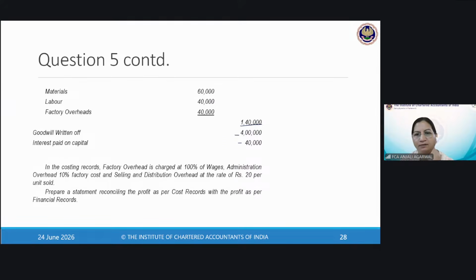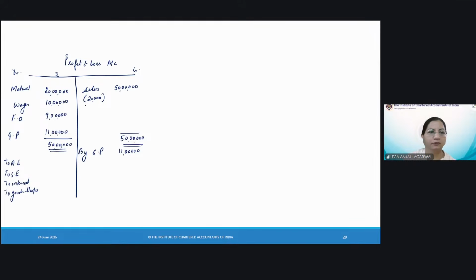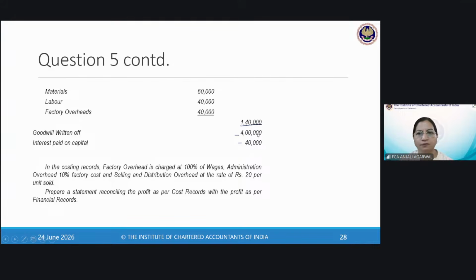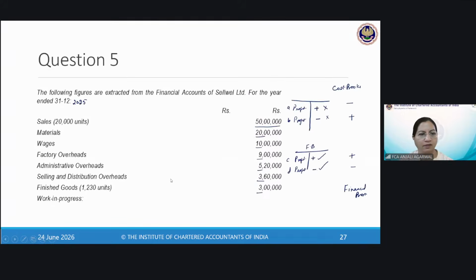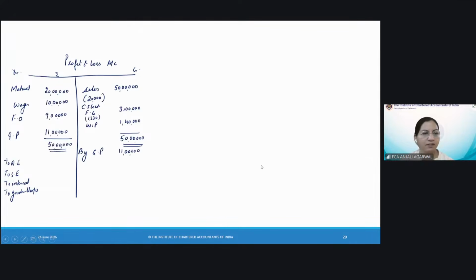Finished goods are 3 lakh. Closing stock of finished goods, 3 lakh, and it's saying that 1230 units are there. And closing stock of WIP is also given as 1,40,000. So our calculation of gross profit has gone wrong. Goodwill 4 lakh, interest 40,000, 5,20,000 and 3,60,000.